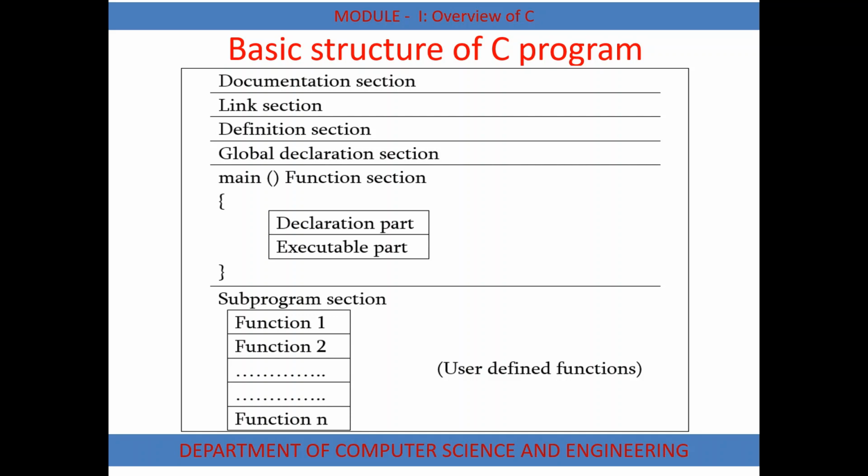The first element is the documentation section. So this is the comment line. Comments are not part of the program. Again, it is optional. So these are used at the beginning of the program to explain the problem or purpose of the program. Later, they can be used in other places also.